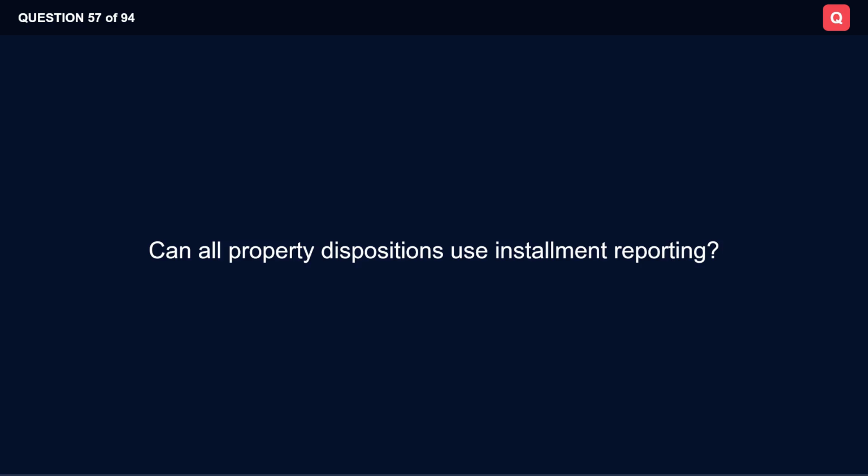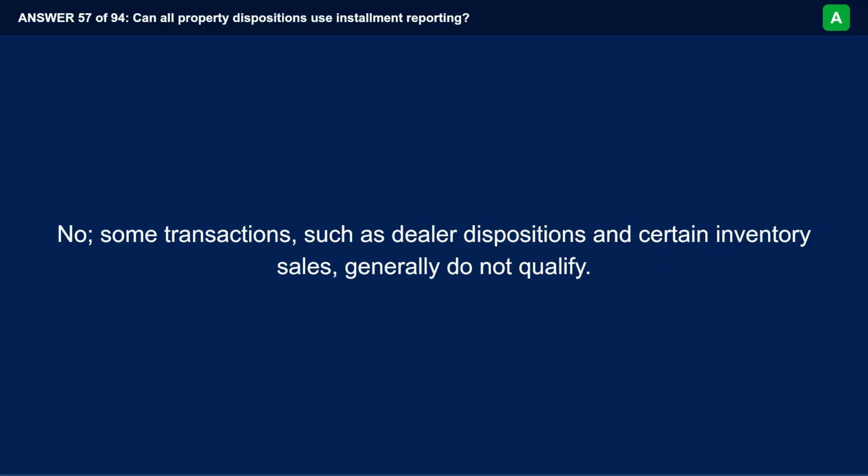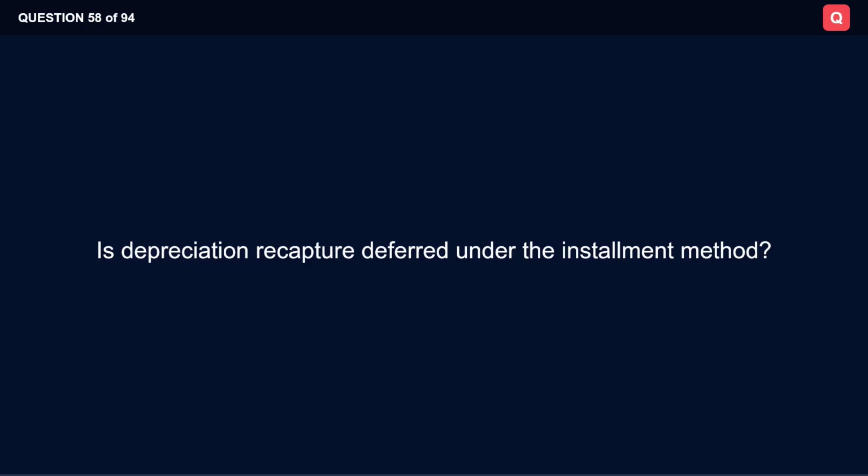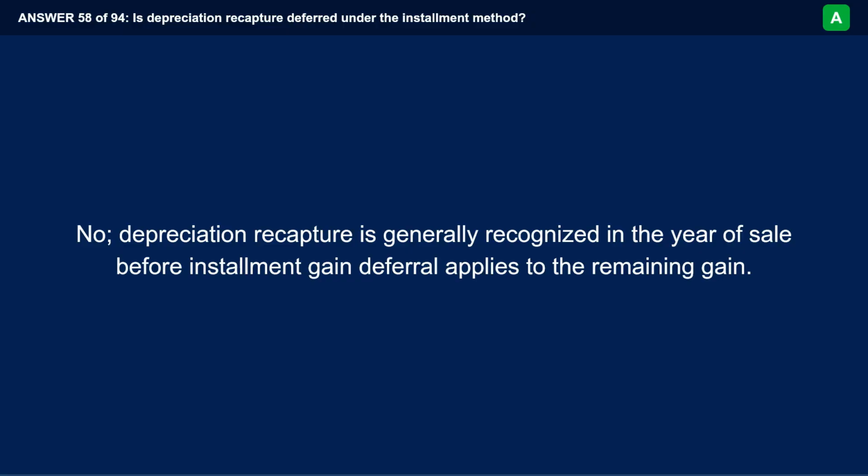Can all property dispositions use installment reporting? No, some transactions, such as dealer dispositions and certain inventory sales, generally do not qualify. Is depreciation recapture deferred under the installment method? No, depreciation recapture is generally recognized in the year of sale before installment. Gain deferral applies to the remaining gain.